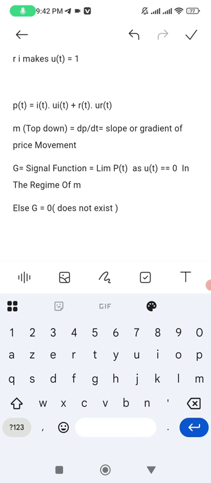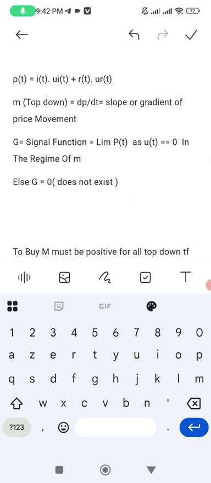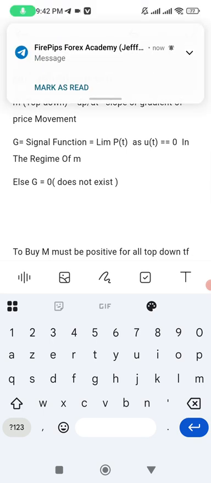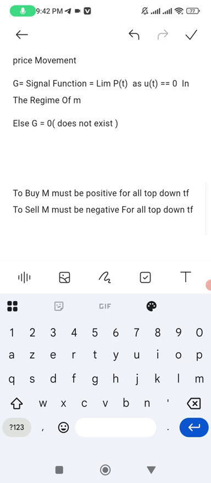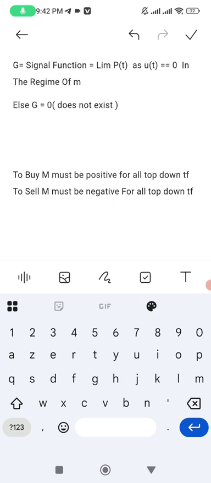Okay, so you see that if the opposite happens, G will be equal to 0, meaning that there is no signal, the signal does not exist. So to buy, how do you buy a market? That's what this video is trying to show you right here. How do you buy a market with success?